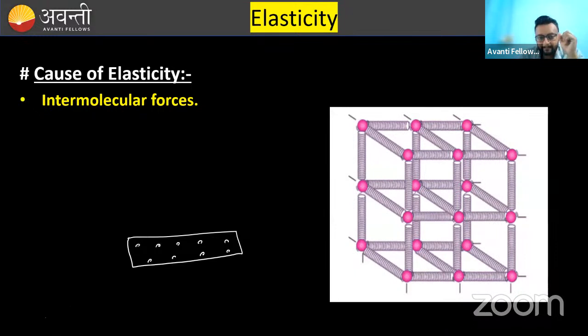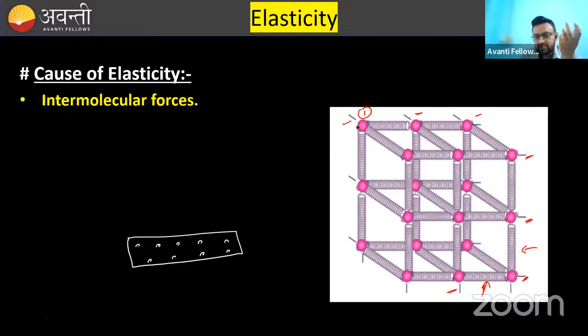The dots you are seeing here represent molecules of a solid, and these springs represent the molecular force between them. Each molecule, suppose this is the first molecule, is acted upon by molecular forces from different molecules. So when you displace one of the molecules by applying a force, the shape of the body is deformed.